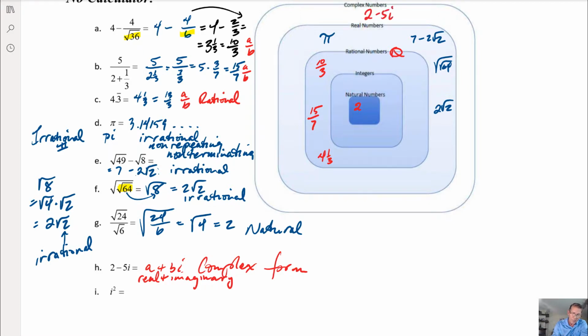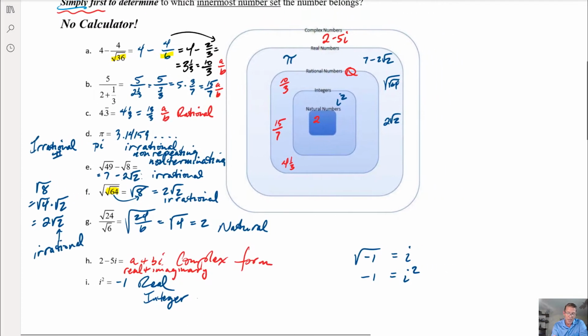Now, just because there's an i in it doesn't mean that it's complex. People make that mistake all the time. I said earlier that the square root of negative 1 is equal to i. If you square both sides, you get i squared is equal to negative 1. So when you see i squared, you got to think, okay, it's equivalent to negative 1, and guess what? That's a real number. It also happens to be an integer. So i squared actually lives here. So you got to be careful here. It's not natural, it is an integer, and so you got to be careful when you classify.